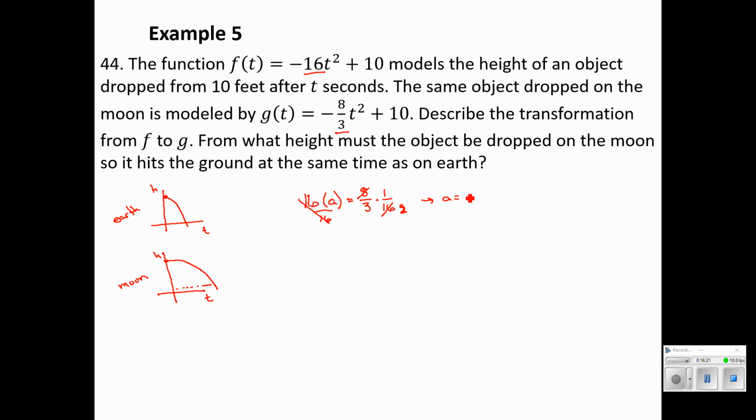All right, so describe the transformation. We could say that g of x is 1/6 as fast as f of x, or I guess I should be using t's. g of t is 1/6 as fast as f of t, or we could say g of t is horizontally stretched by a factor of 6.